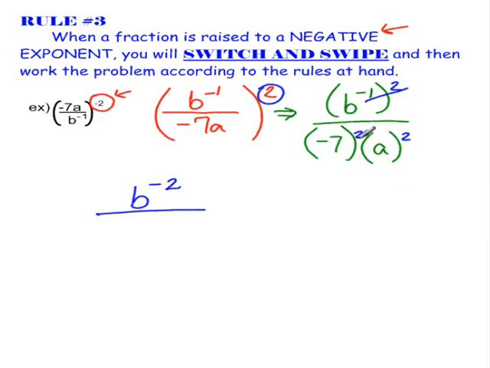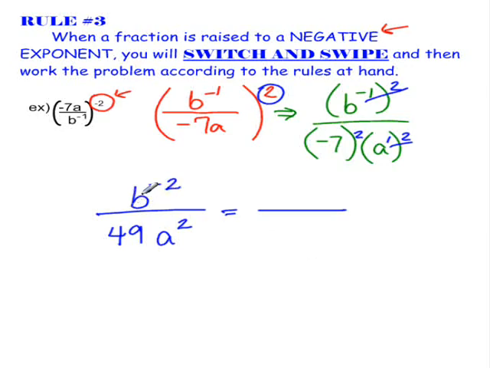Negative 7 squared. Negative 7 times negative 7 is a positive 49. a to the first power raised to the second. 1 times 2 is 2. All right, so far we've got b to the negative 2 over 49a squared. Now we can't have a negative exponent. Let's get rid of it. Let's move it and lose that negative exponent.